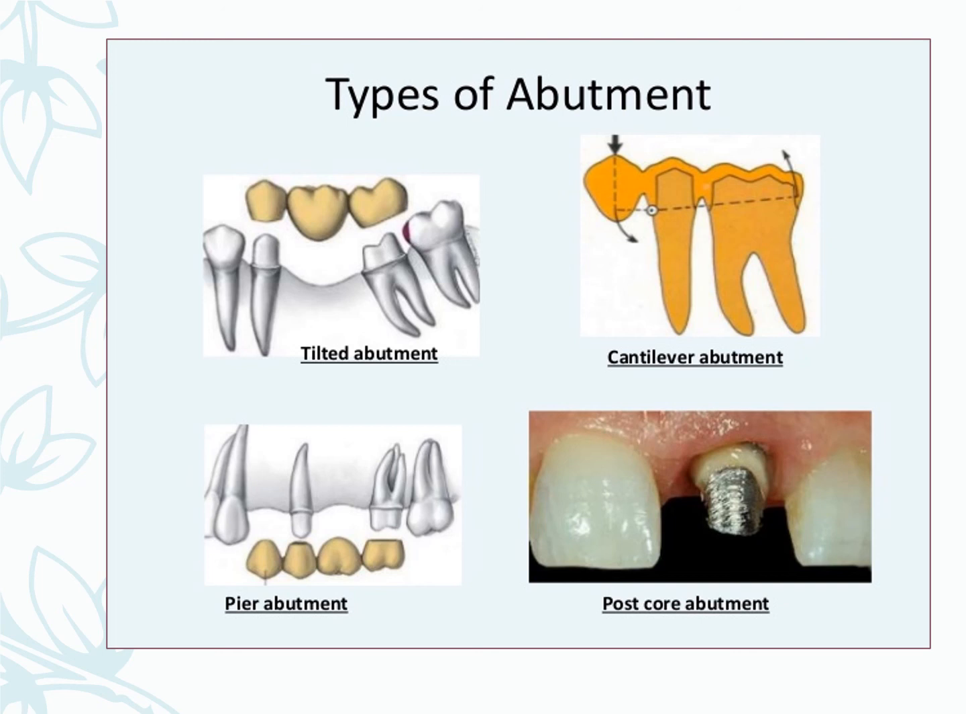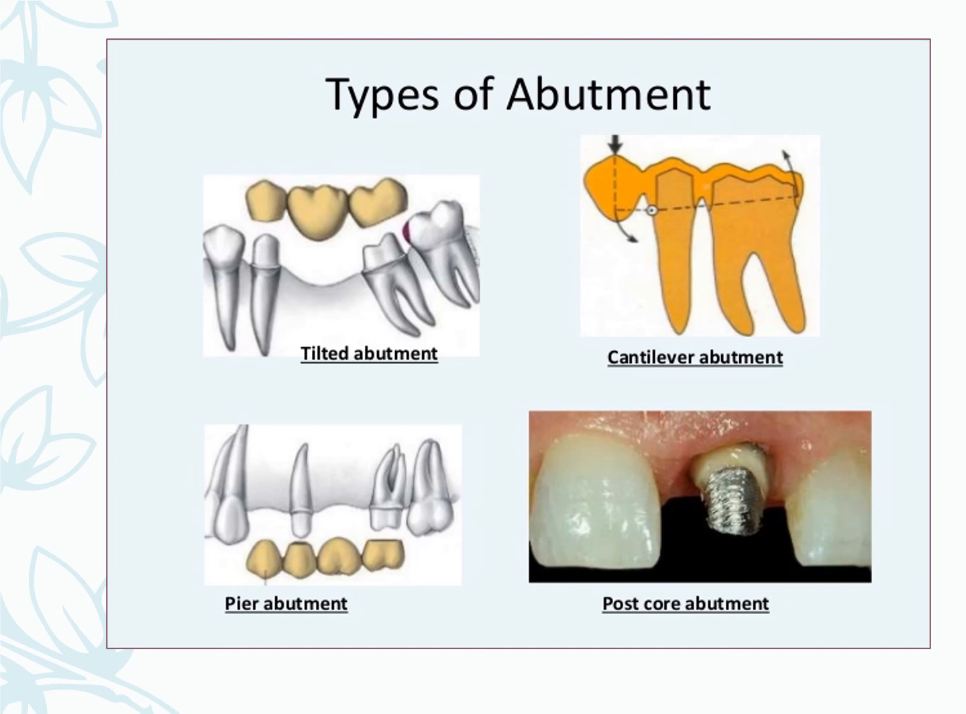That is called a cantilever abutment. And next, coming to pier abutment. In a pier abutment, there is a lone standing tooth, that is, there is an edentulous space on either side of this tooth, and beyond each edentulous space there are teeth present, as shown in this picture. So this is called a lone standing abutment, also called a pier abutment.